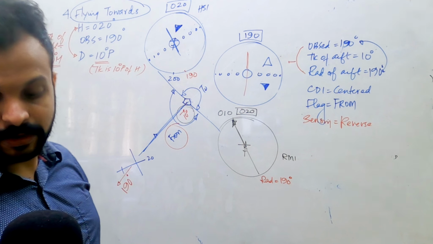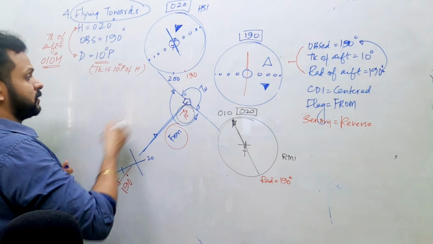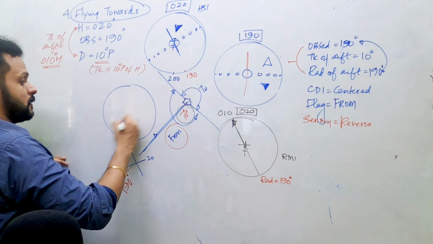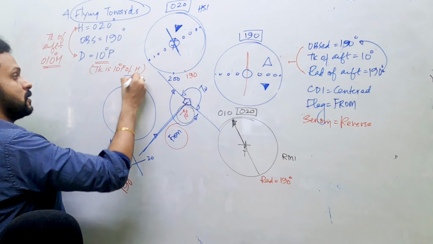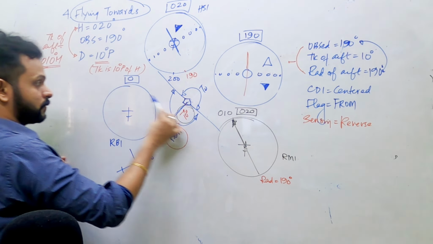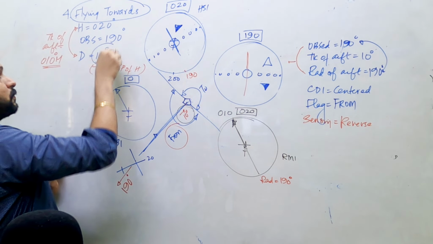If there's an ADF here, how will the RBI be? Just in case if there's an ADF. So the head of the RBI is 0. The needle will look exactly the same. So it's a port drift. That's right. Yes. You have a 10 degrees port drift.